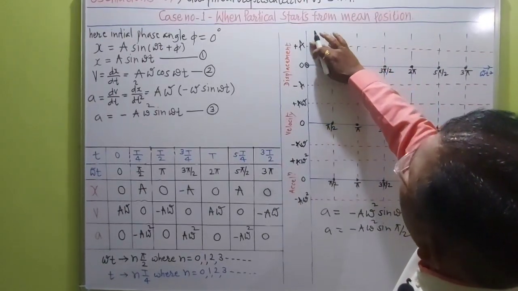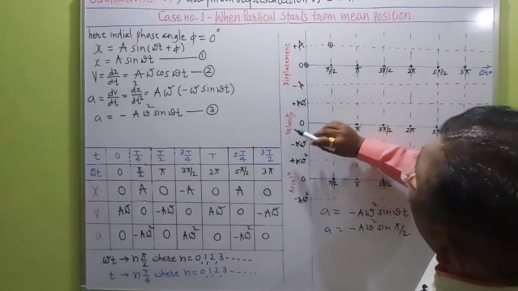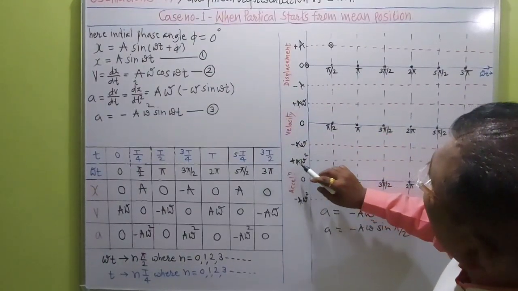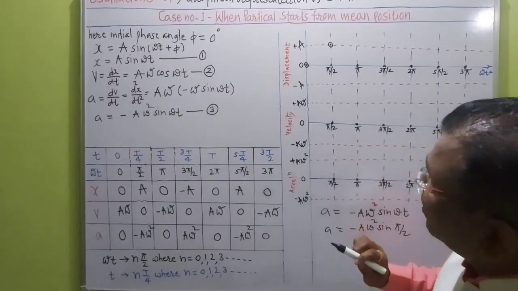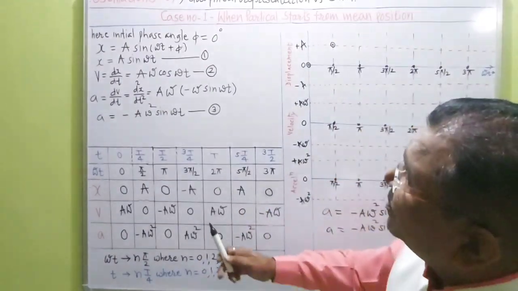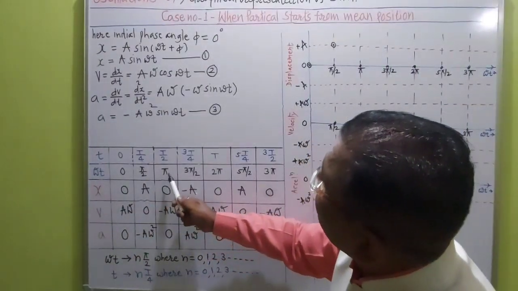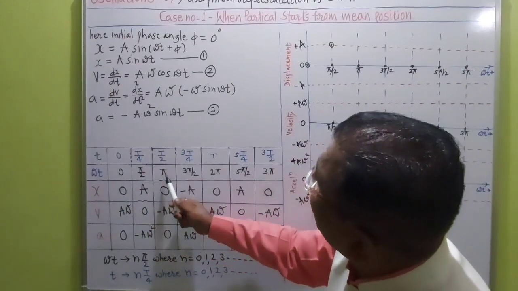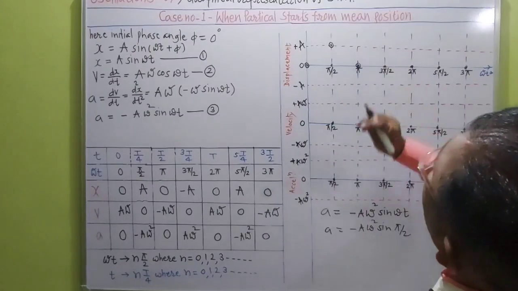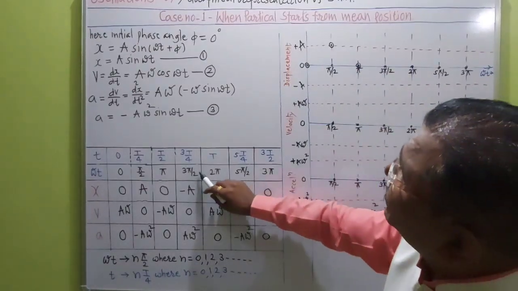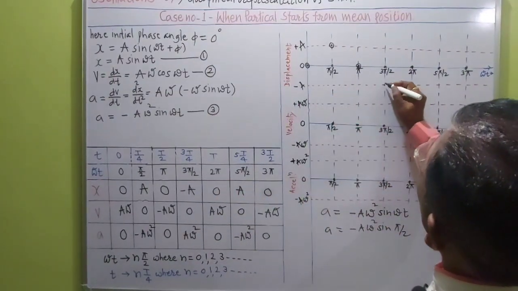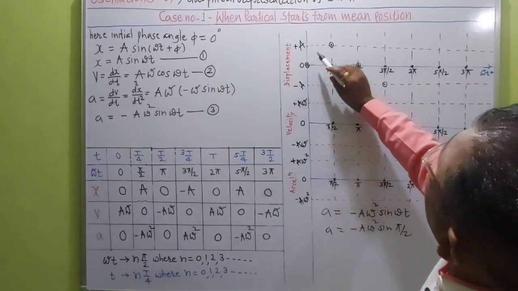We have already written maximum displacement plus A and minus A, maximum velocity plus A omega and minus A omega, maximum acceleration plus A omega square and minus A omega square. Remember well that capital A is amplitude. Come here. The value of x is equal to 0 at the value of pi. Where is pi? Here is pi. Then at the time of 3 pi by 2, displacement is minus A. The point will come here. Definitely the graph is like this.